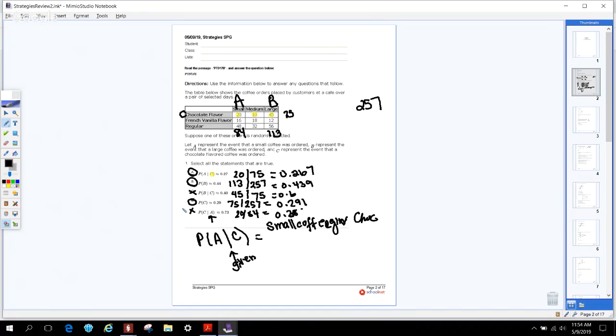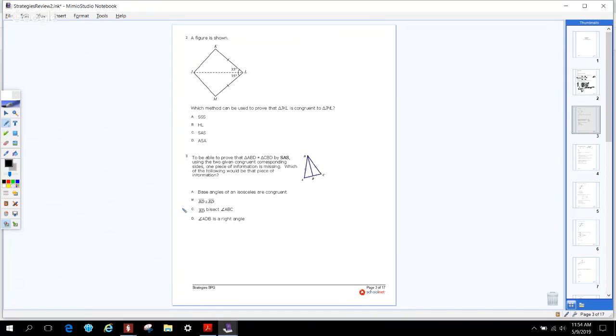Now tomorrow, and for the district assessment, my understanding is it's all multiple choice questions. So you should just find the one that works. But because in this problem it says select all of them, that's how we had to look.